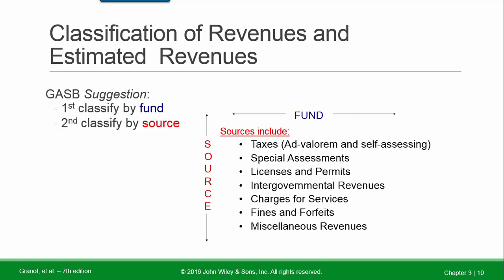Classification of revenues and estimated revenues. The revenues are the actual, estimated is the budget. So the GASB suggestion is to first classify by fund, just as we did with expenditures, and then by source. The sources: taxes, special assessments, license and permits, intergovernmental, charges for services, fines and forfeits, miscellaneous. So we're classifying the source into the fund. Remember our 5 governmental funds.